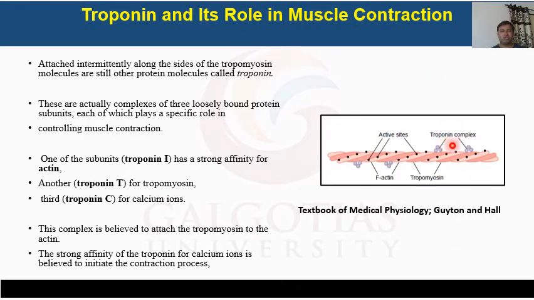Now the third structure is the troponin complex. Troponin is a third molecule present on the actin filament, and it has basically 3 subunits: troponin I, troponin T, and troponin C. Troponin I has a strong affinity with the actin filament, while troponin T has affinity with the tropomyosin molecule, and troponin C has affinity with the calcium ion. The complex is believed to attach the tropomyosin to the actin, and the strong affinity of troponin for calcium is believed to initiate the contraction process.